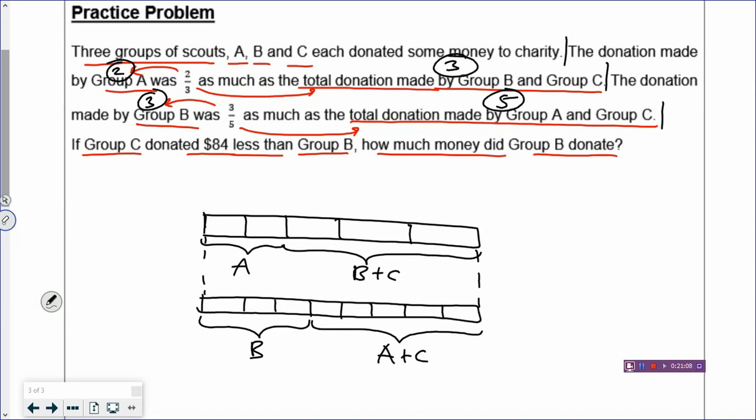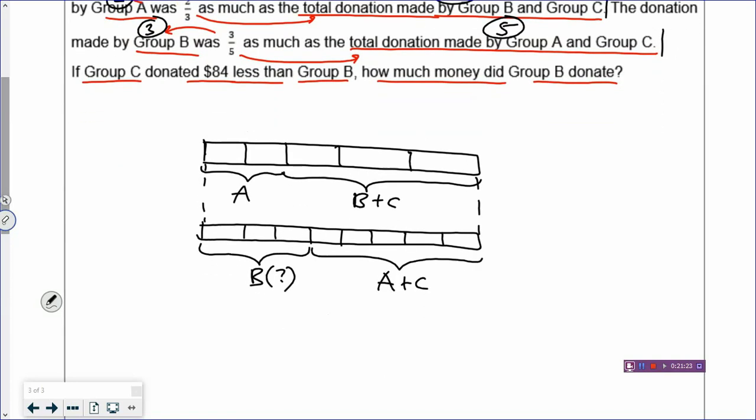So group C donated $84 less than group B. If you can't put the $84 less, then you don't put it. So how much did group B donate? Which means your question mark is now here already. Okay, alright, and you're done. Your model is done. This is how the model looks.